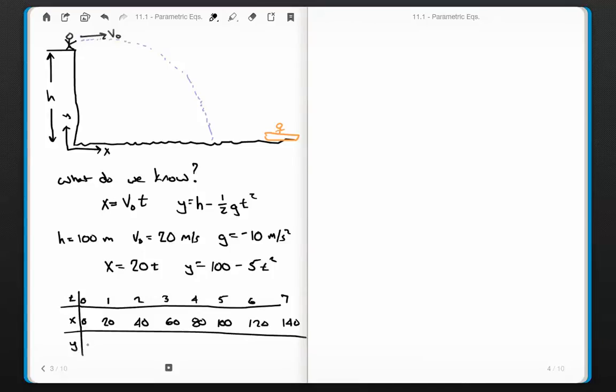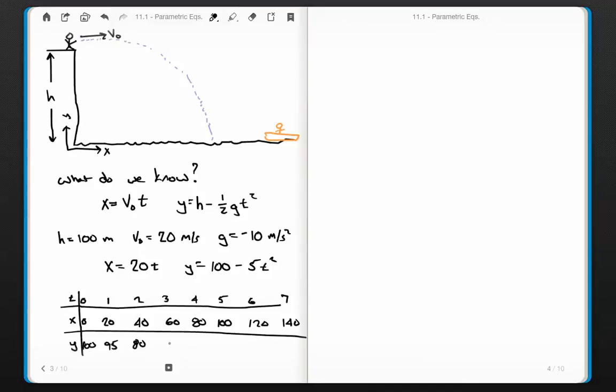Let's look at the y values. When I first throw it at time equals 0, my y value is actually 100, because I'm up at the top of the cliff. And then after 1 second, that's 5 squared, so that's 95. After 2 seconds, 2 squared is 4, times 5 is 20, so 80. Which makes sense, right? It's falling. Because here's my rock, it started up here at 100 meters, and then it's falling down.